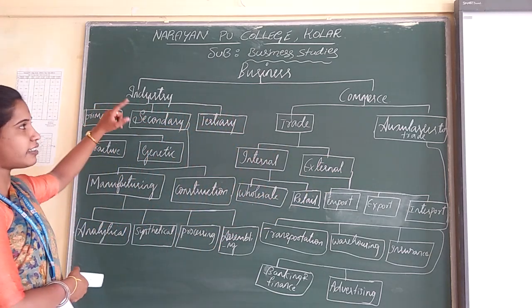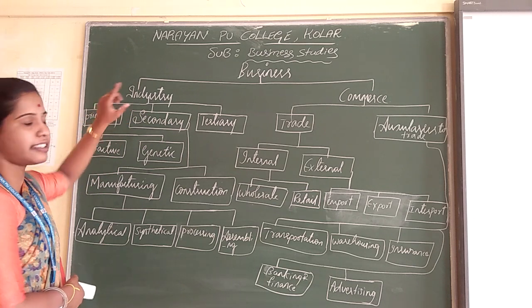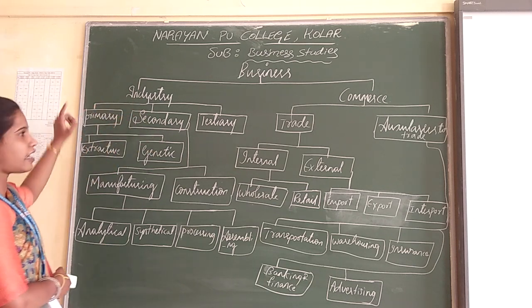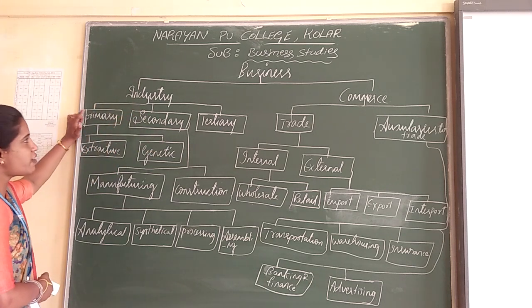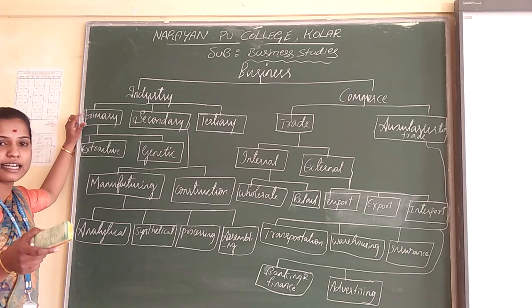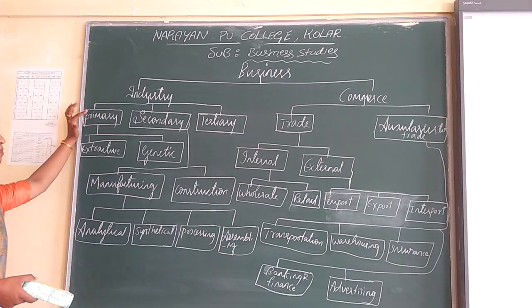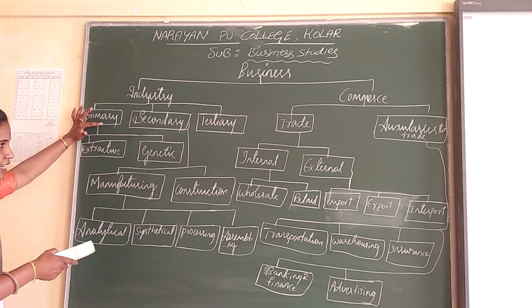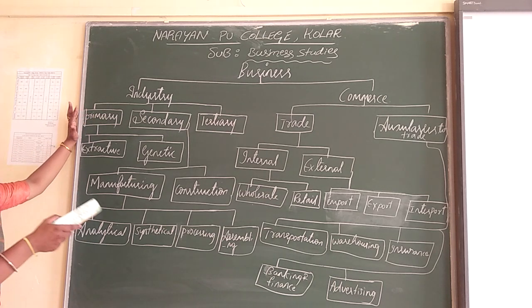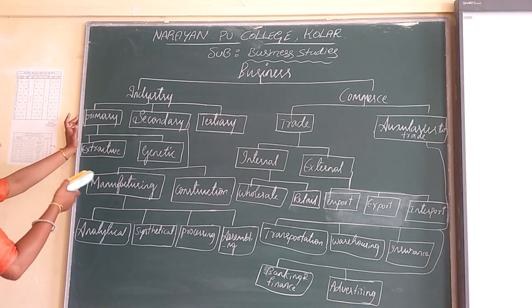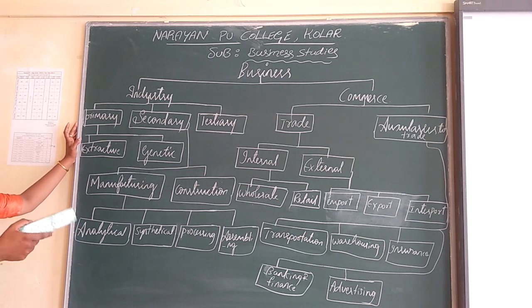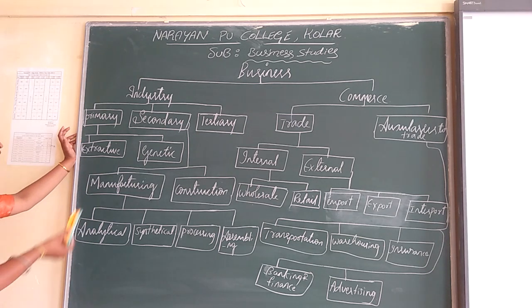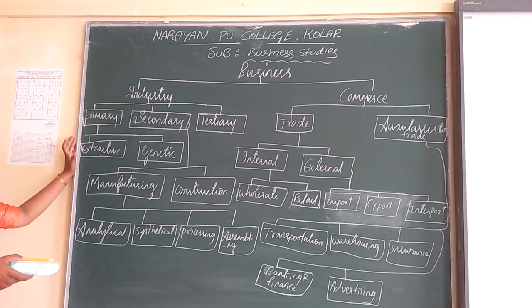Explain this business chart activity. So the business activity can be broadly classified into two types. The first one is industry and the second one is commerce. The industry can be broadly classified into three types: the first is primary industry, the second is secondary industry, and the third is tertiary industry. And in the primary industry, we classify into two types: the first is extractive industry and the second is genetic industry.